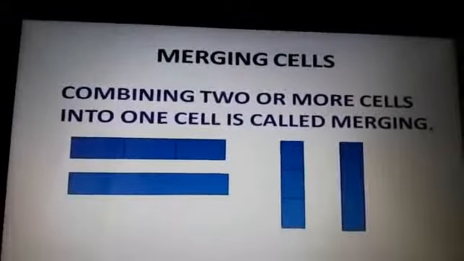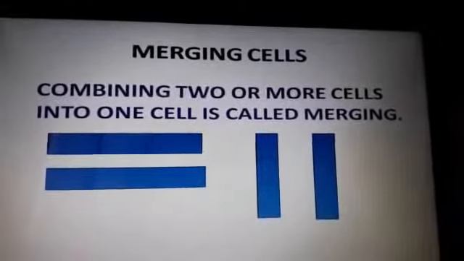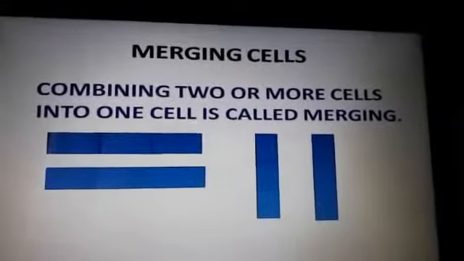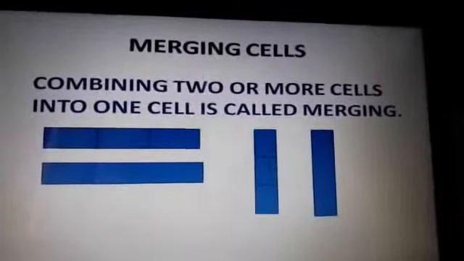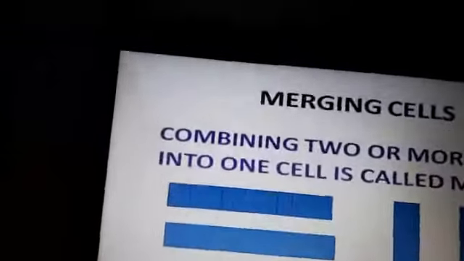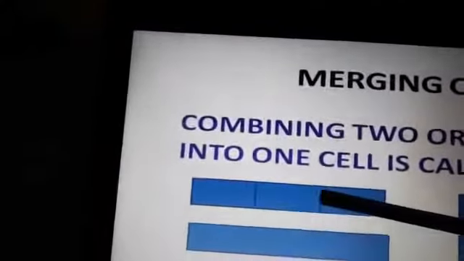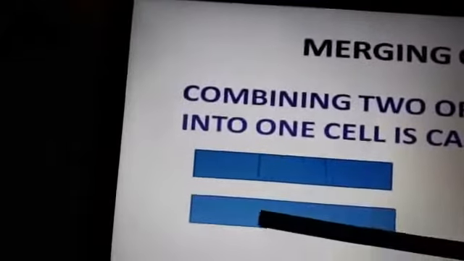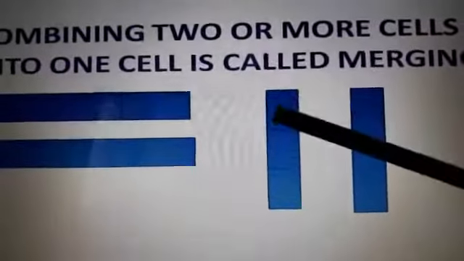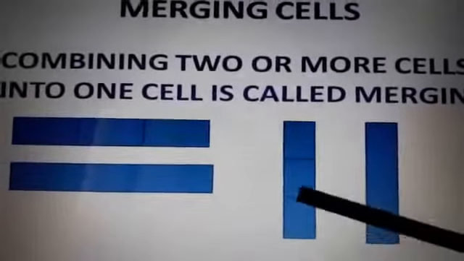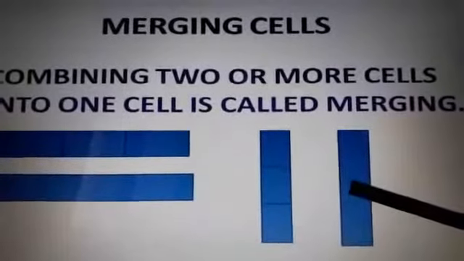Now we will learn about merging of cells. Merging means combining. Combining 2 or more cells in a row or in a column is called merging. Okay, see, this is a row having 3 boxes or 3 cells. Now after merging or combining, it becomes one box. Similarly, this is a column with 3 boxes or 3 cells. After combining or merging, it becomes one cell.